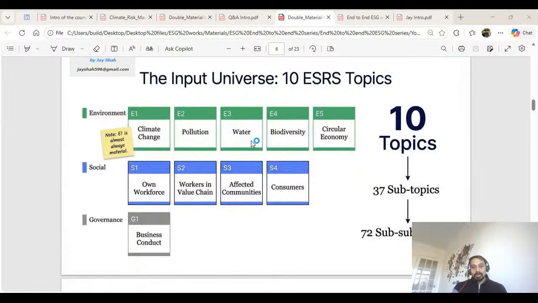So these are the 10 ESRS topics that we are also going to see in each and every detail, E1, E2, E3, E4, E5, in upcoming modules. As I mentioned, in module 6 we already covered ESRS 1 and ESRS 2, which are the mandatory standards.